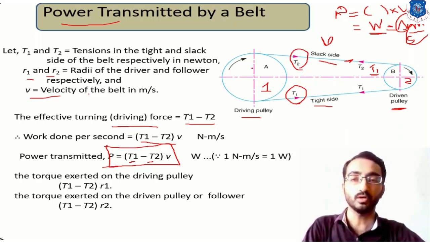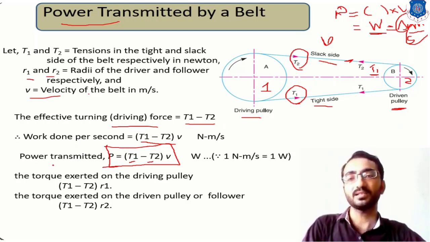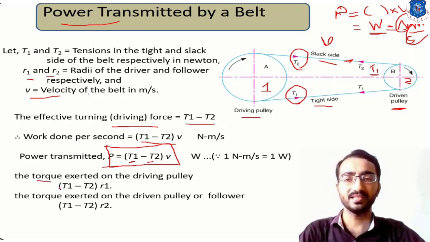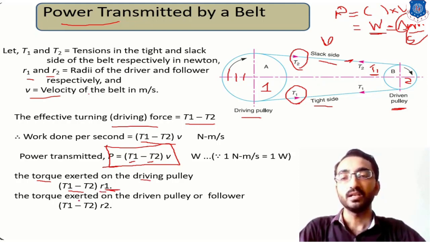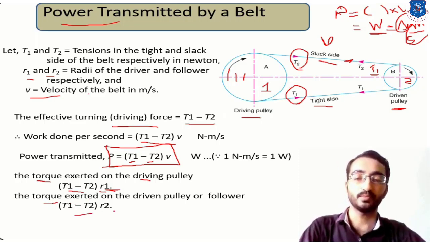Similarly, with the simple fundamental, the amount of torque transmitted is the belt tension difference into the distance, or force into perpendicular distance gives us the torque. So the driving pulley is transmitting a torque of (T1 minus T2) into R1, and the driven pulley exerts a torque of (T1 minus T2) into the radius of that pulley.